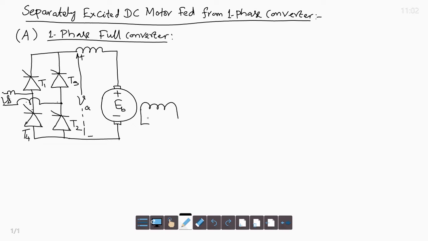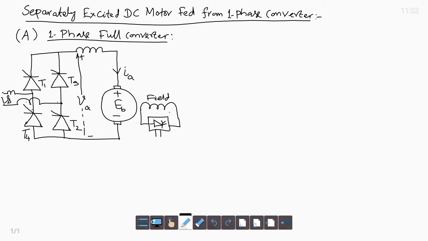Field winding is separately excited, separately fed. It can be fed from a diode rectifier or a thyristor converter. This is the field winding fed from field converter. This is the motor current Ia.